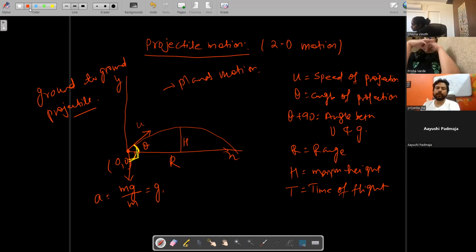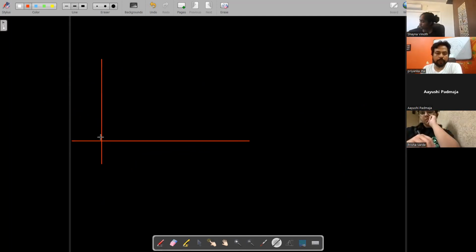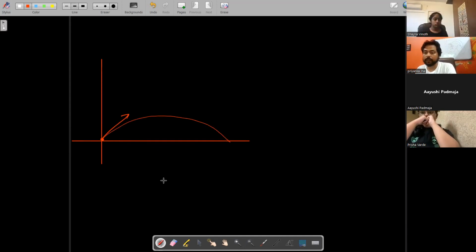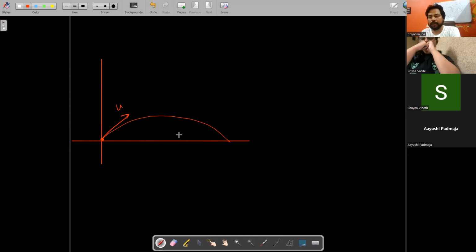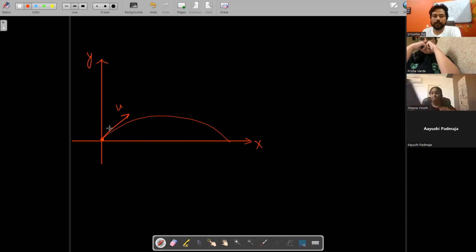Yes, sir. Done. Okay. Now you can see this complete projectile motion can be broken down into two components, because when you throw the ball from here, it will follow this path. This is known as parabolic path. I'll tell you the equation of trajectory later. So you can break this motion into two components, one horizontal component along the x-axis and another vertical component along the y-axis.